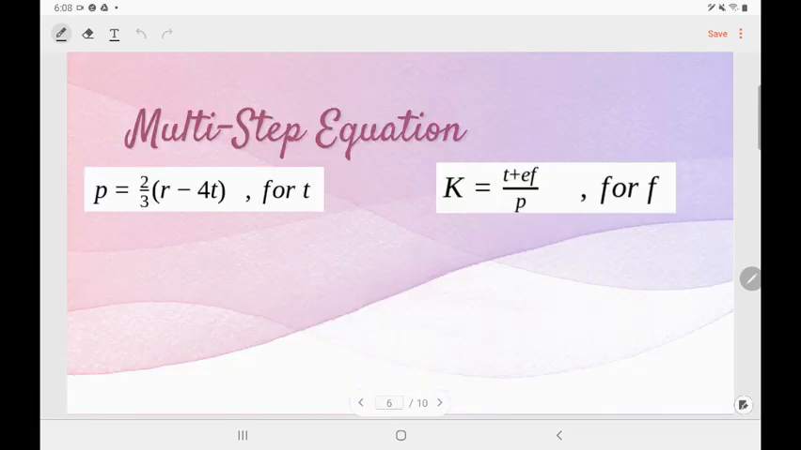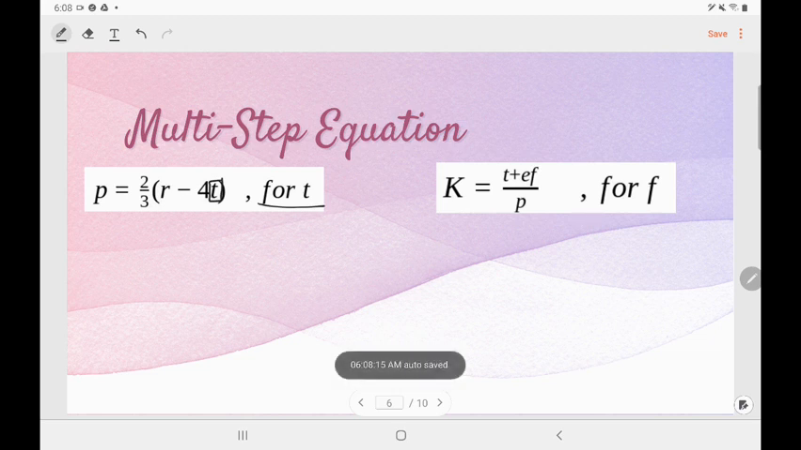Right, multi-step equations. Let's go ahead and get started. When I'm solving for t, okay, remember, again, if I'm solving for t, I'm trying to isolate it. I'm trying to get rid of the 4, the r, and the 2/3. I don't want to make t have more things with it, so I am not going to distribute. I'm actually going to avoid distributing on these problems if I can.